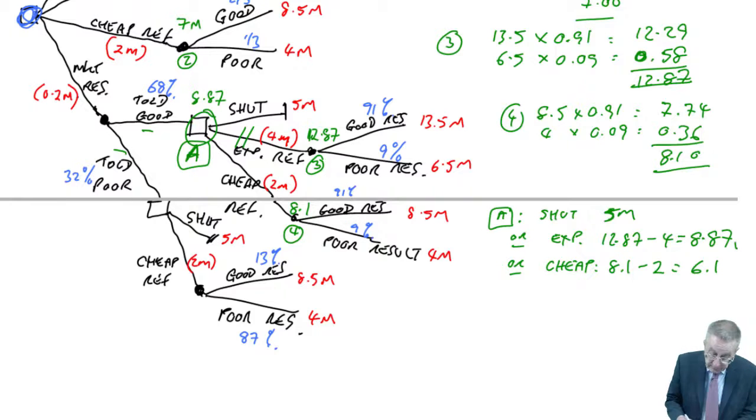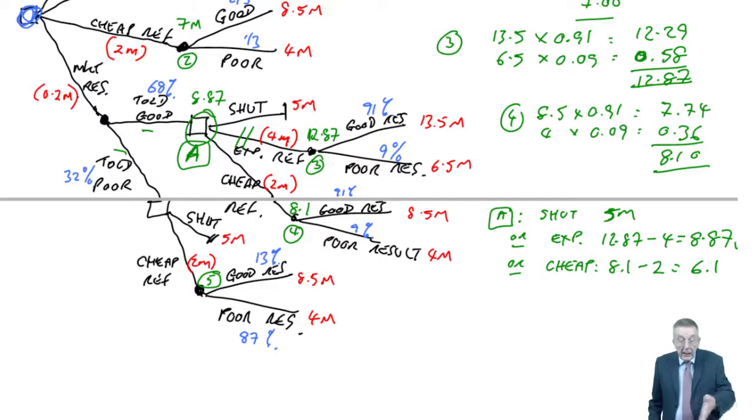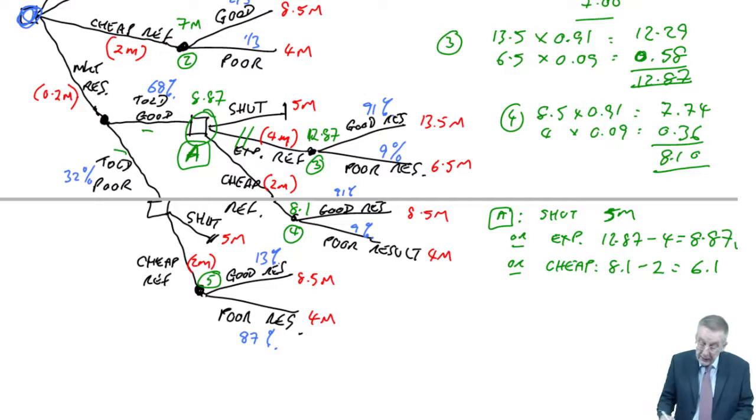Similarly, though, what about if they tell us it's poor? If they tell us it's poor, we then have to make a decision. We either shut and get 5 million, or, what number am I up to? Number 5. We did the alternative, do the cheap refurbishment and either get good result, poor result.